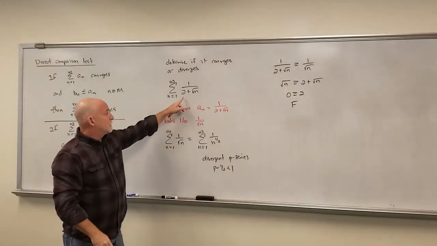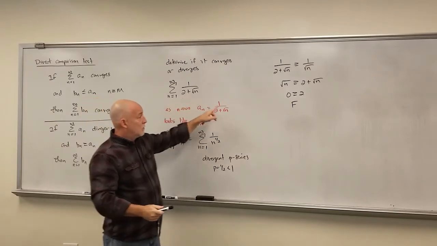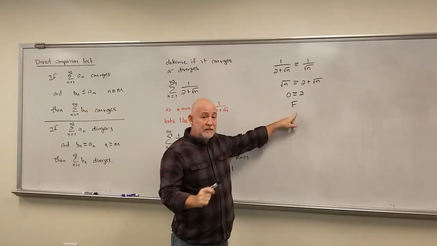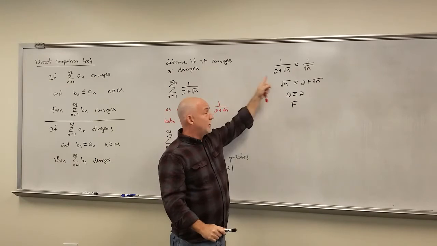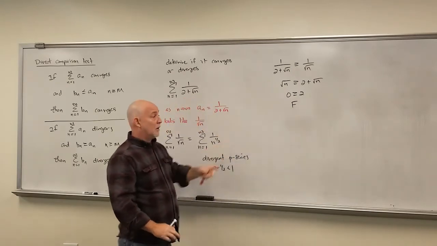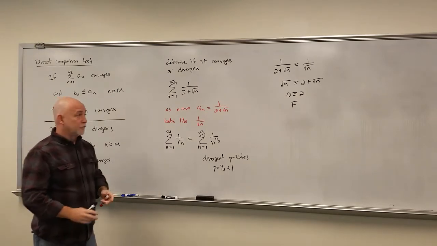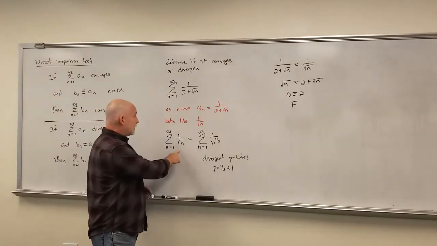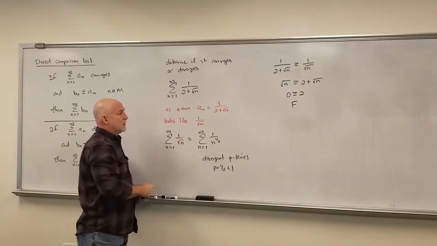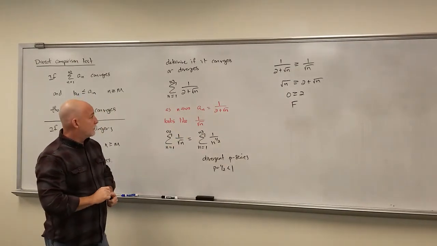We said we thought that this diverged, but we got that it was false. That doesn't mean that it converges. It just means we didn't pick the right thing to compare it to. So false doesn't really help you out at all here. You're only looking for truths. So we compared it to the most obvious thing here, but it didn't work out for us.